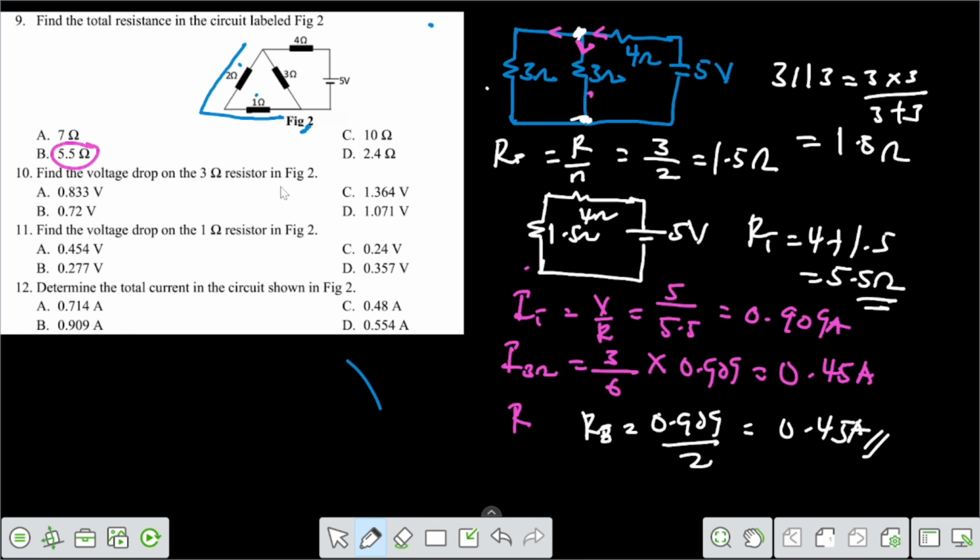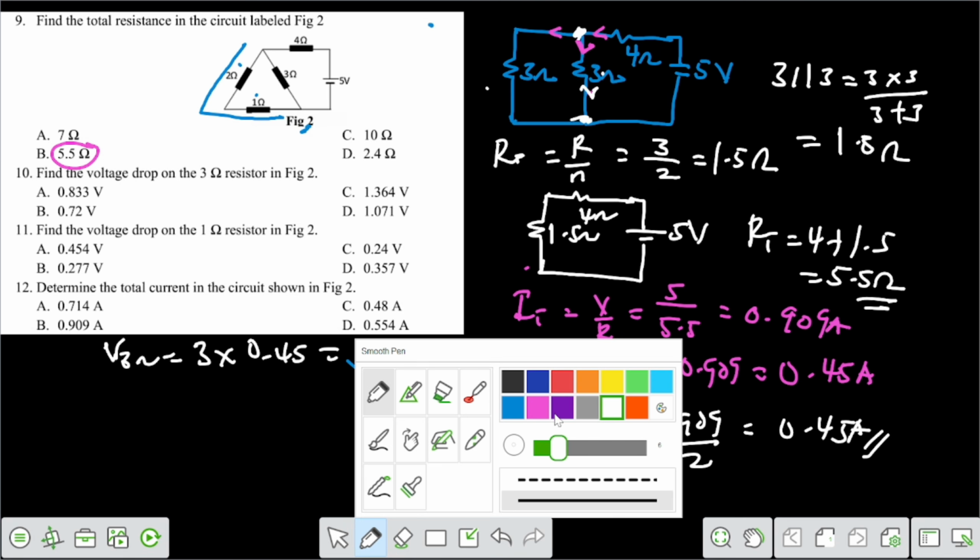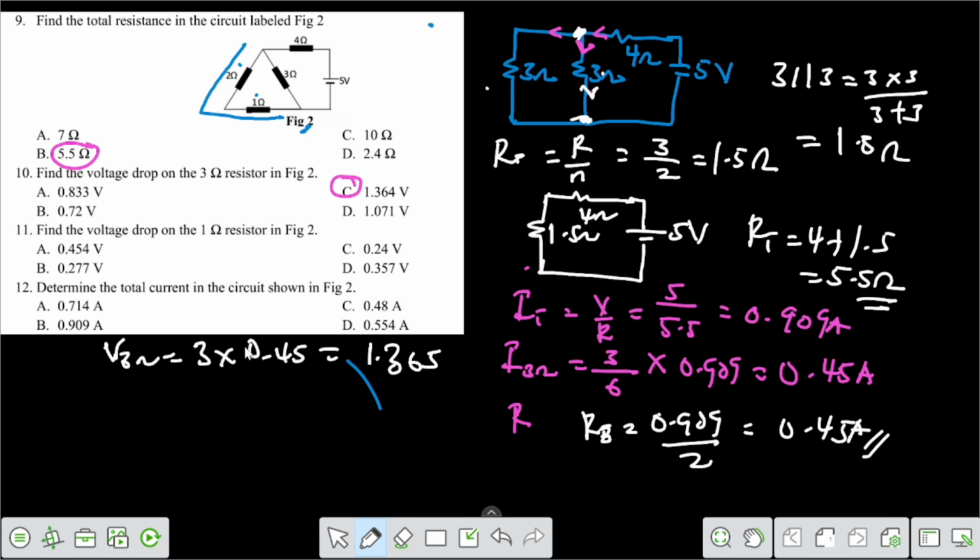The question is for us to find the voltage drop in the 3 ohms. We have the current there, so we can multiply it by the resistance. So the voltage drop in the 3 ohms will be equal to the resistance there, which is 3, times the current there, which is 0.45. That will give us a total value of 1.365 volts, and that's what we have here.